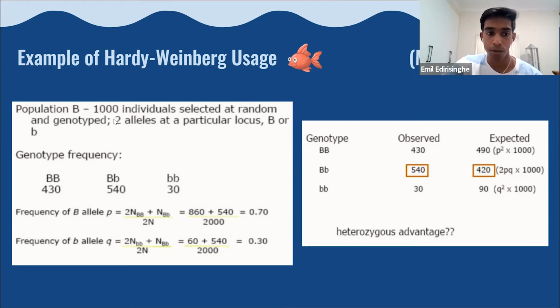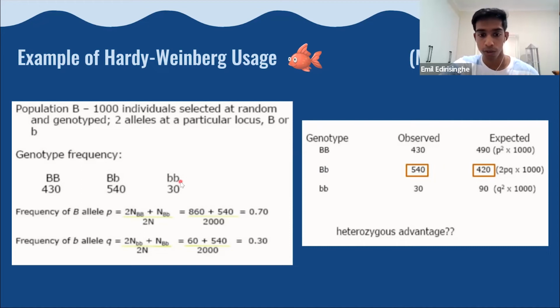So for example, if we have a population B where there are 1,000 individuals selected at random, and 2 alleles at a particular locus, then we have this genotype frequency here. From here, you can calculate the frequency of allele P, which is what we did before, if we remember, which is 0.7, and the frequency of the recessive allele. Then we can use the Hardy-Weinberg equilibrium to determine what the expected numbers of each genotype were supposed to be.